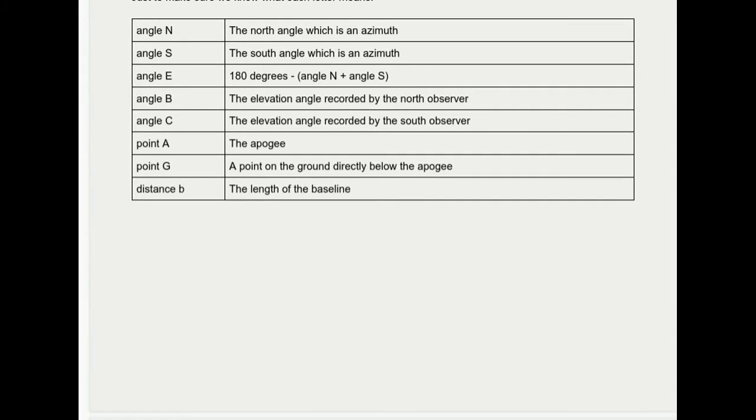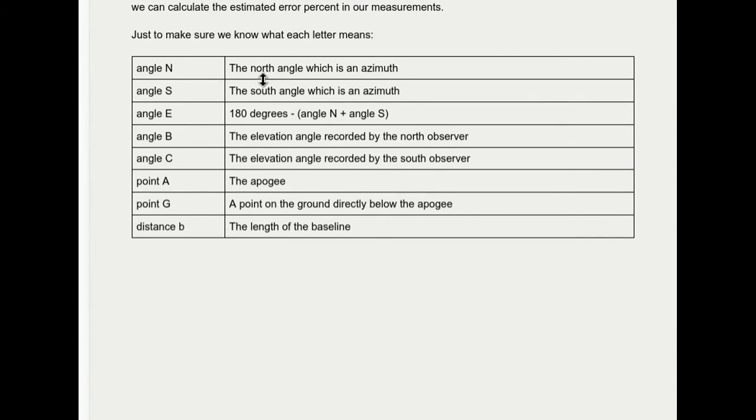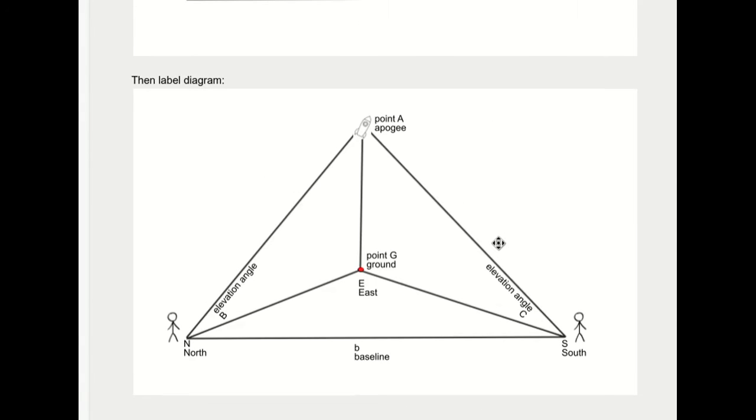So let's just review what each letter means. We'll have an angle N. This is the north azimuth. Angle S, the south azimuth. Angle east is the sum of north and south subtracted from 180 degrees. Angle B is the elevation from the north observation. Angle C is the elevation from the south observer. Point A is the apogee that the rocket reaches. Point G is a point directly below the apogee. And distance b is the length of the baseline. So it's important that you understand what all of those mean in relation to this diagram.